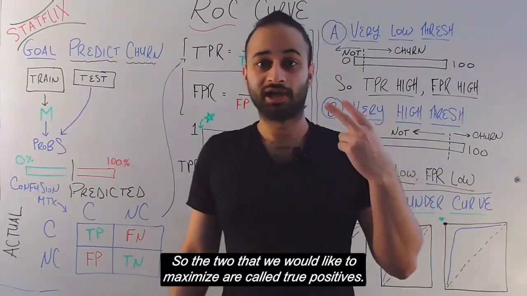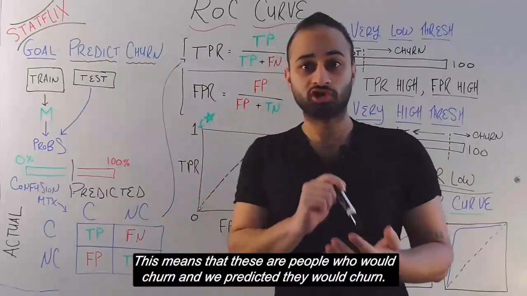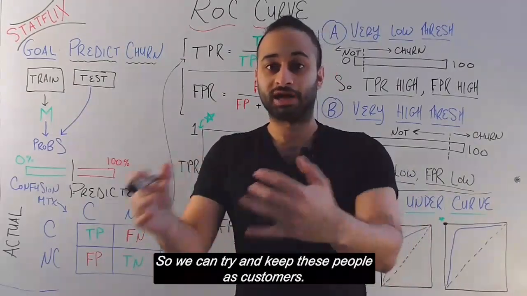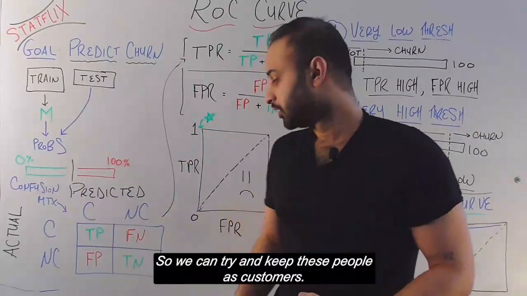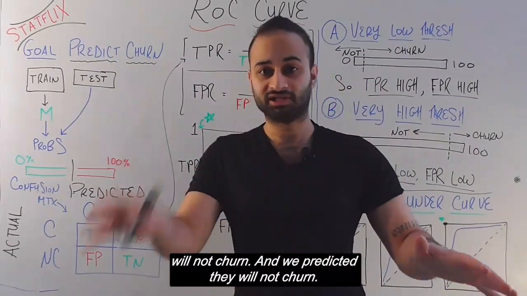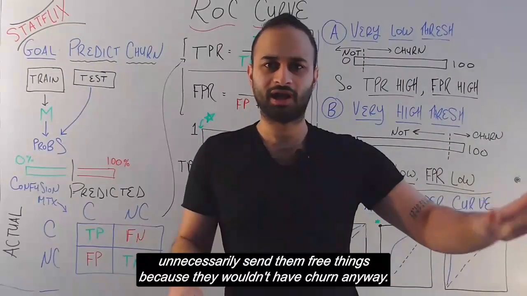So the two that we would like to maximize are called true positives. This means that these are people who would churn, and we predicted they would churn. This is probably the best case scenario, so we can try and keep these people as customers. The next best one is true negative, which means that these people will not churn, and we predicted they will not churn, so we don't unnecessarily send them free things because they wouldn't have churned anyway.